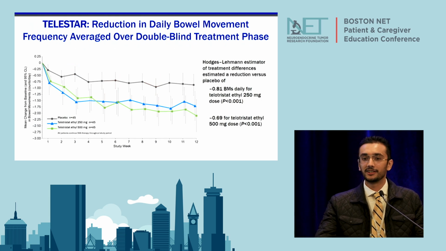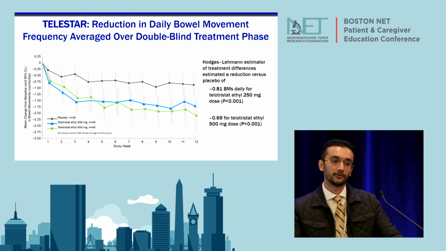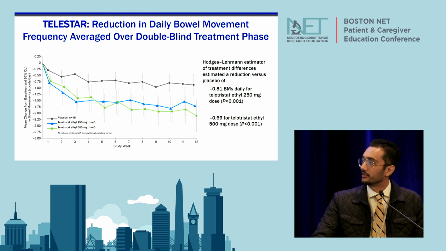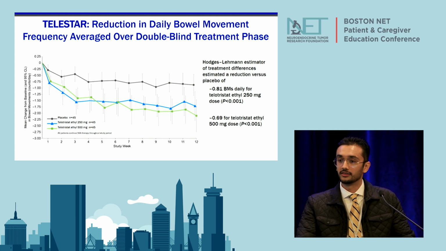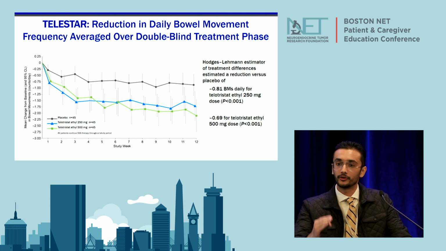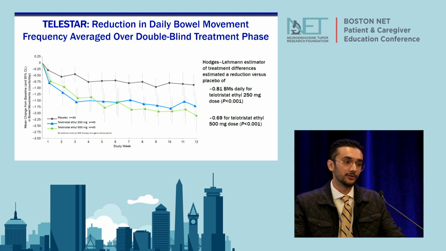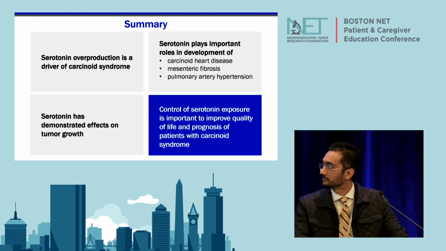This translated into better control of carcinoid syndrome diarrhea. As you can see, the black is the placebo arm, and the blue and the green are the treatment arms, and the stool frequency is lower in the treatment group. Based on these findings, the FDA approved this for carcinoid syndrome diarrhea which was not controlled by somatostatin analogs.